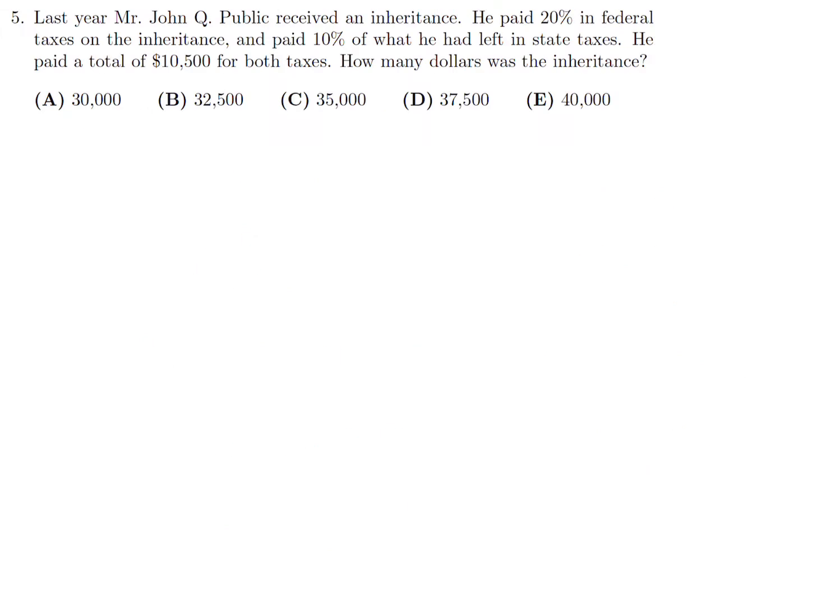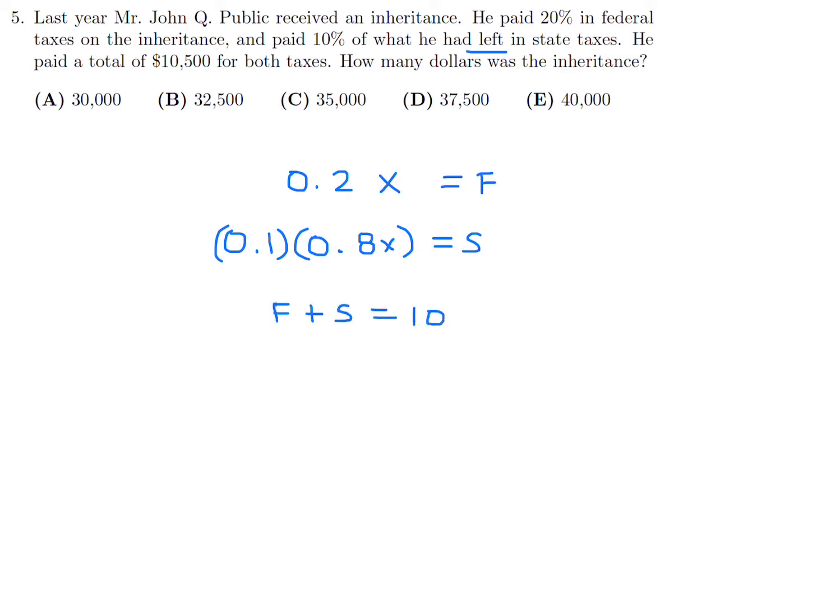Last year, Mr. John Q. Public received an inheritance. He paid 20% in federal taxes on inheritance and paid 10% on what he had left in state taxes. He paid a total of $10,500 for both taxes. How many dollars was the inheritance? Initially, he pays 20% of his inheritance. Let the inheritance be X, and that is the federal tax. Then what he has left is X minus 0.2, which is 0.8. This is what he has left. On this, he pays 10% for the state tax. And they're telling you that the state tax plus the federal tax is equal to $10,500. All right, so this will allow me to solve for X.